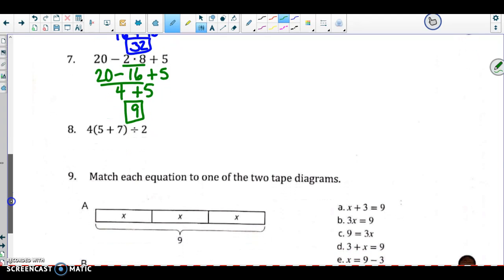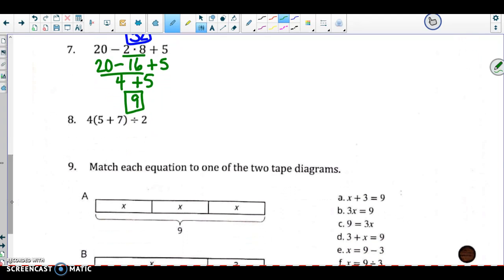And number 8, we have parentheses. So I'm going to start in there and get 12. And remember, the 4 on the outside means I'm going to multiply those. So I'm just going to go ahead and put that as a dot and then hit divided by 2 there. All I have is multiplying and dividing. I don't even have adding or anything, so I'm just going to work left to right. 4 times 12 is 48. And then divided by 2 to give me 24 for my answer.